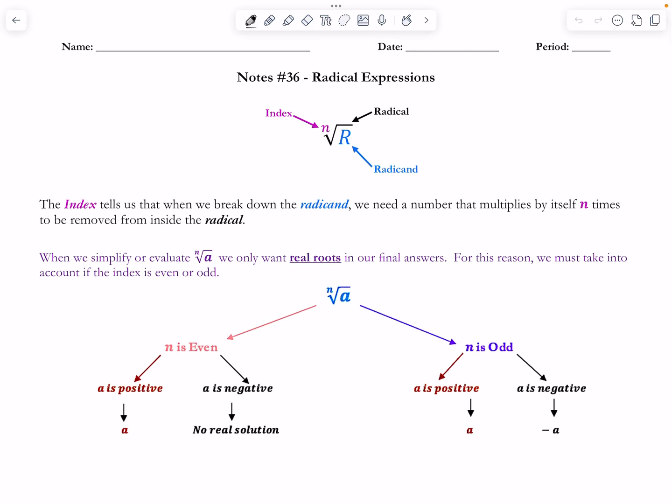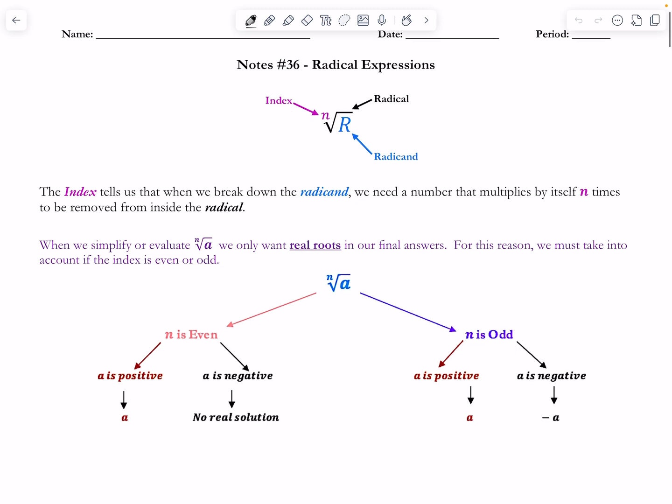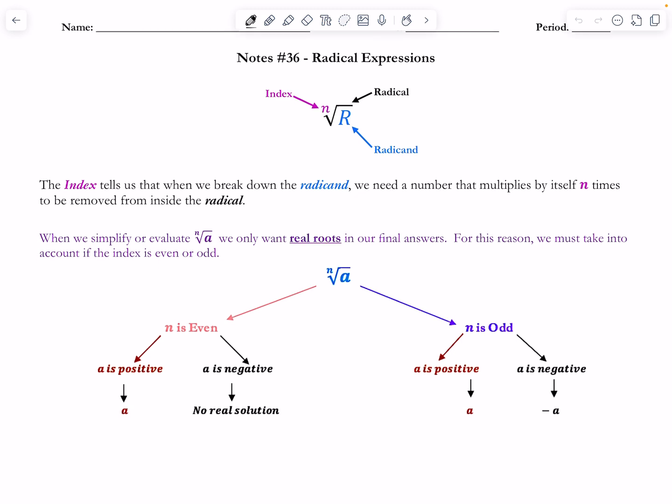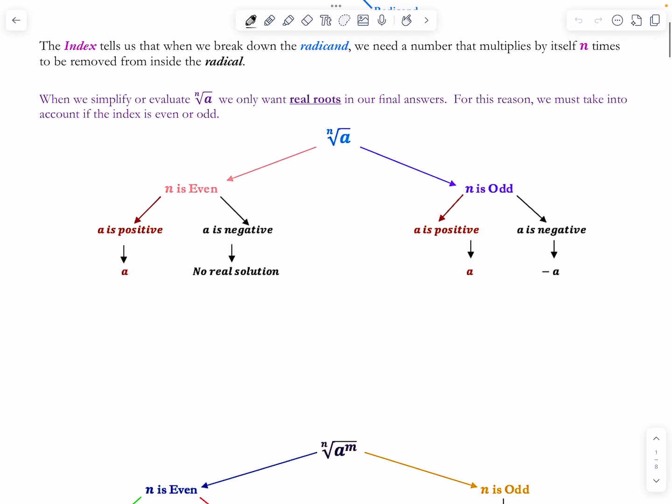In this video, I'm going to go over simplifying radical expressions. We kind of touched on this at the very end of the video on notes number 35, talking about rewriting those expressions that were written as fraction or rational exponents into radicals. So that's what this first page is kind of talking about.